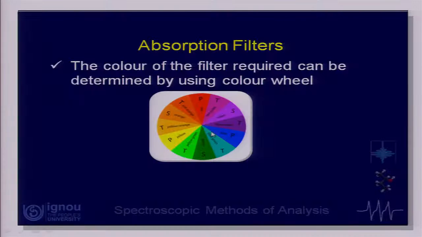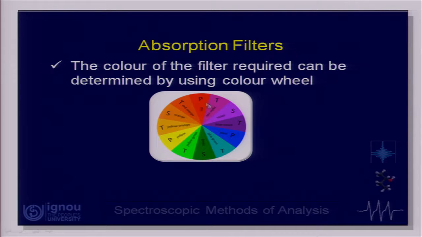Now, the question is how do I decide which filter to use for a given kind of measurement, and that is ascertained in terms of what is called a color wheel. I am sure that you have heard about or know about the color wheel. Essentially, this represents different colors in terms of their complementarity. So, the opposite colors are complementary to each other.